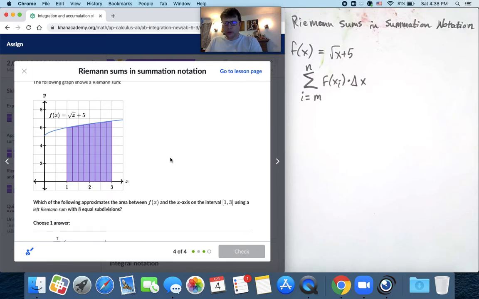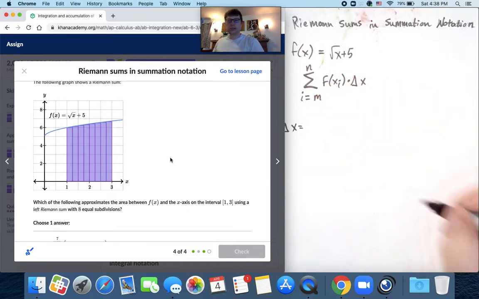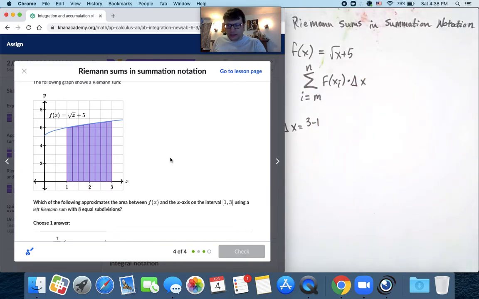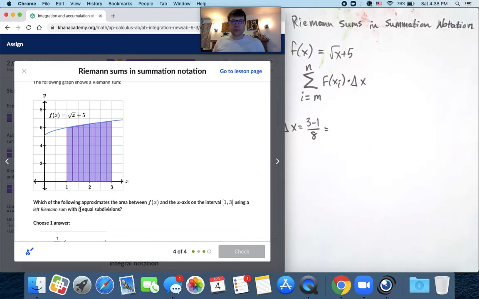Okay, so the interval goes from 1 to 3. So step 1 should be to calculate delta x. Delta x is going to be from 1 to 3, so we'll find their difference, and then it's divided by, I see it right here, 8. 1, 2, 3, 4, 5, 6, 7, 8 equal subdivisions. So we're going to divide by 8 and get our answer.